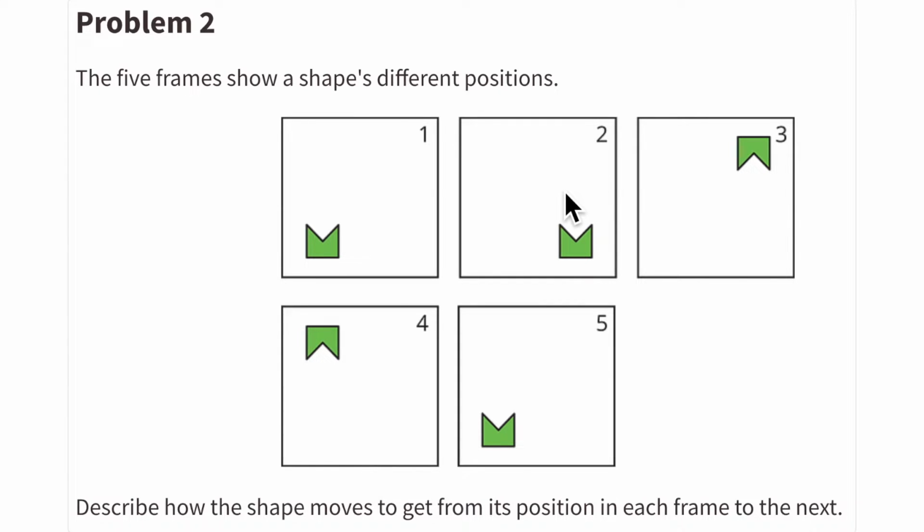This is figure 2. This is the image of figure 2 after its move. This is figure 3. This is the image of figure 3 after its move. This is figure 4, and this is the image of figure 4 after its move. Now the movement is either going to be a translation, a reflection, or a rotation.